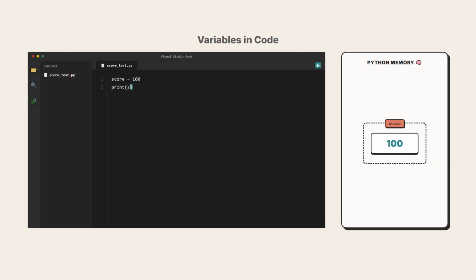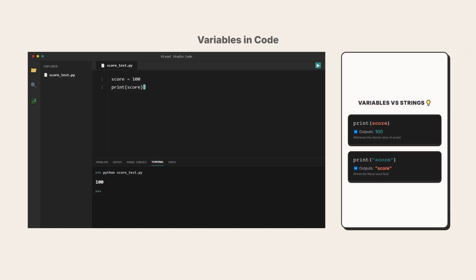Now let's use it. We write, print score. What do you think will appear on the screen? Will Python print the word score? Let's find out. Run the program. The output is 100. Why? Because score is not inside quotation marks. Python knows that score is a variable name. So it looks for the value connected to that name. It finds 100. And that's what it displays on the screen.